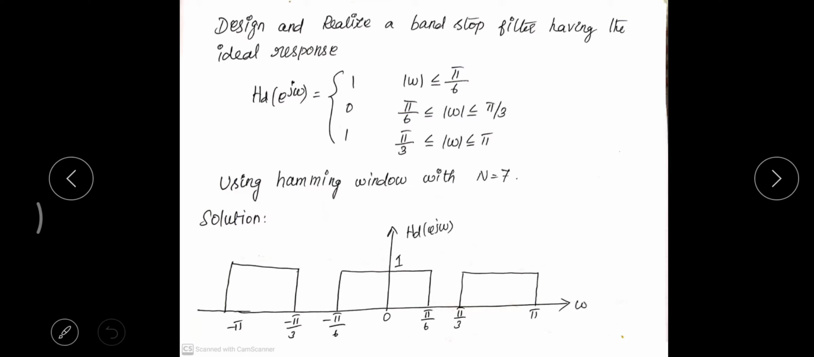First we should draw the diagram. We will draw the frequency response, omega versus Hd of e power j omega, taking omega on the x axis and Hd of e power j omega on the y axis. Mod of omega means the frequency is from minus pi by 6 to plus pi by 6, and for that range the magnitude is 1. For pi by 6 to pi by 3, the value is 0. From pi by 3 to pi, the value is 1. It is a symmetric filter, so the same has to be replicated on the left side also. We are asked to design this filter using a Hamming window for order N equal to 7.